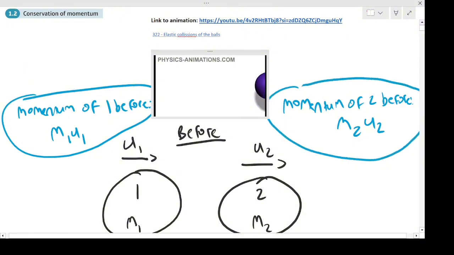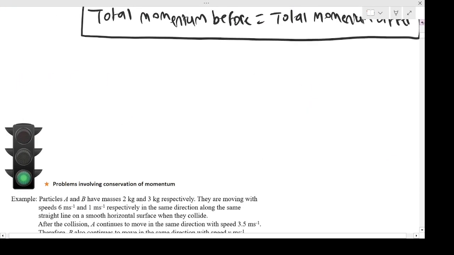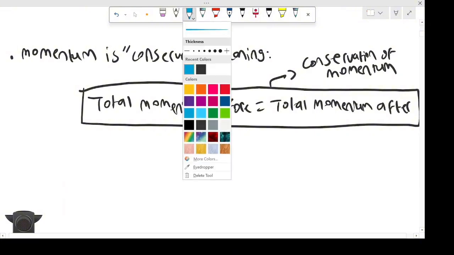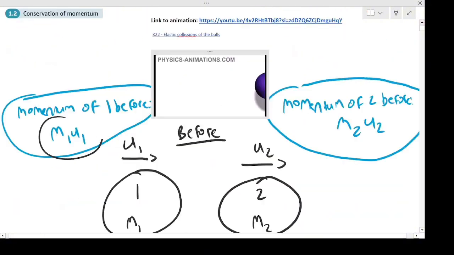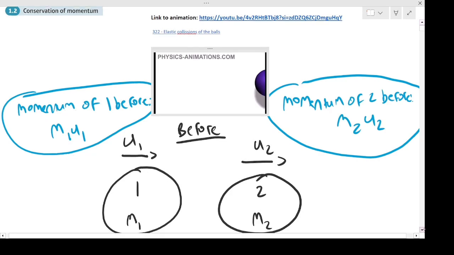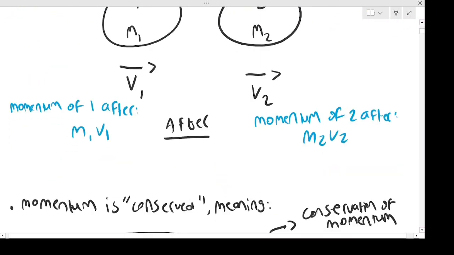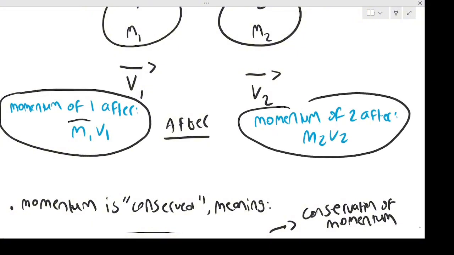So therefore, the total momentum before has got to be these two added together. In a different colour, the total momentum before is m1u1 plus m2u2. That's the total momentum before the collision because I'm adding these two together. Hopefully happy with that. And in the same way, the total momentum afterwards is going to be these two added together, so it's m1v1 plus m2v2.